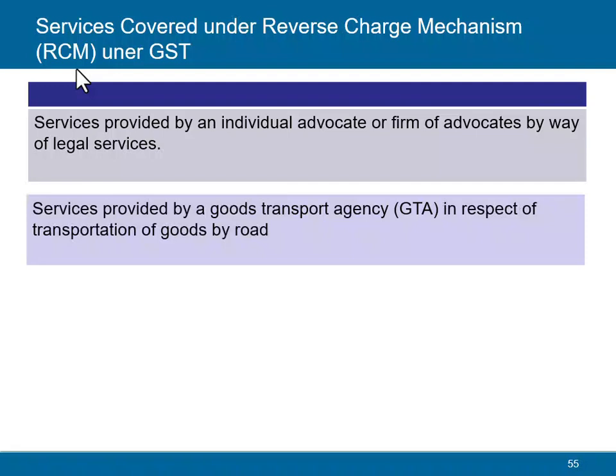Next. Services provided by a goods transport agency in respect of transportation of goods by road. Generally, the goods transport agencies are the people who are normally not registered. So it is basically the person who is hiring the goods transport agencies for moving the goods. So they are supposed to pay the tax. Okay, because they are the big people and the GTAs are always smaller firms. Next.